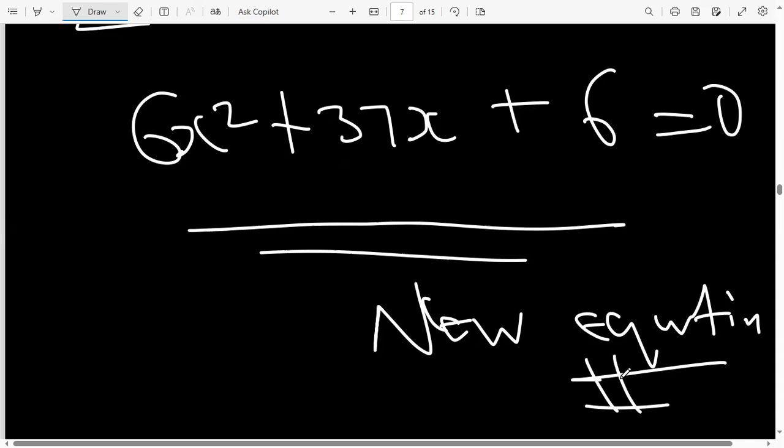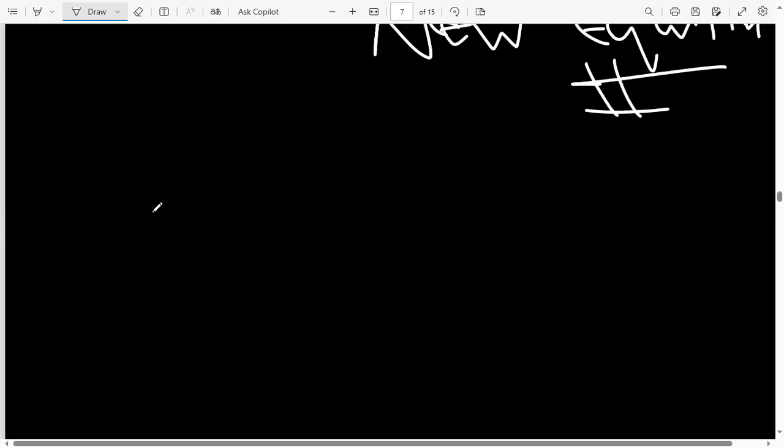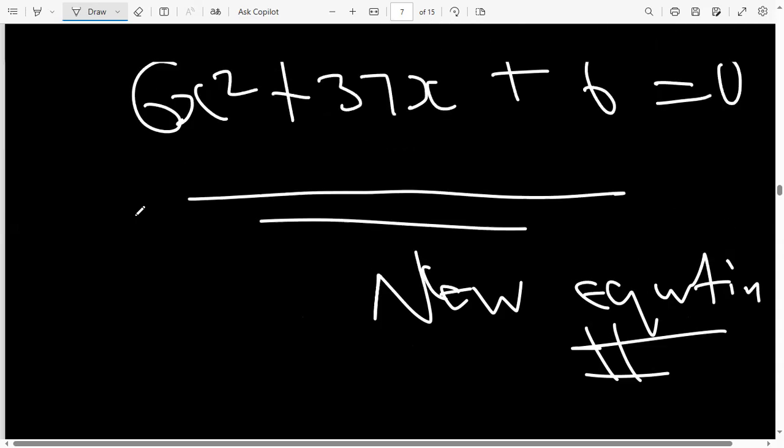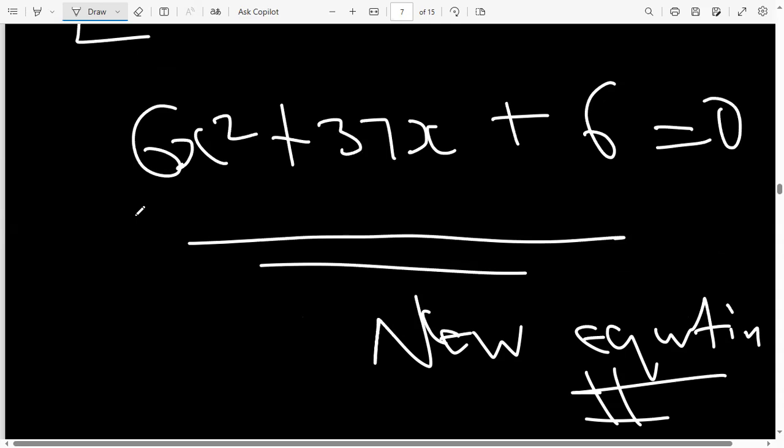Okay, so if there are no questions, I'll end here. I don't want to take long today. The class was just for 30 minutes. I've taught you the two basic things that you need to know about alpha and beta roots. You can find the value of certain roots that are given, or you can find the new equation.